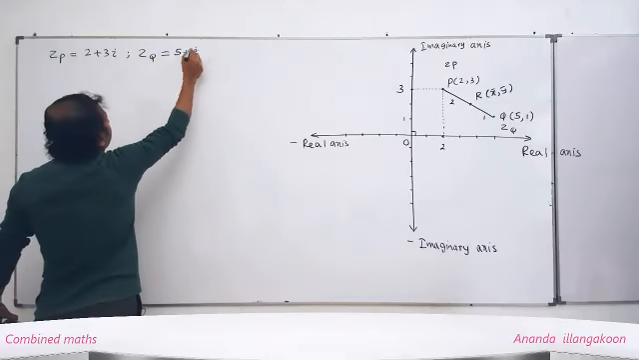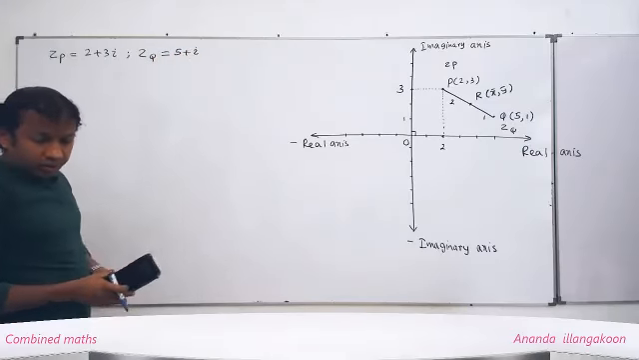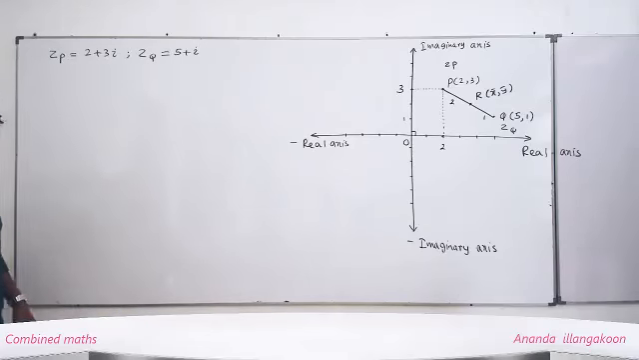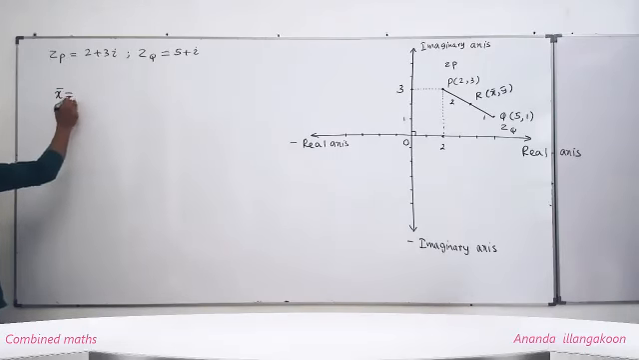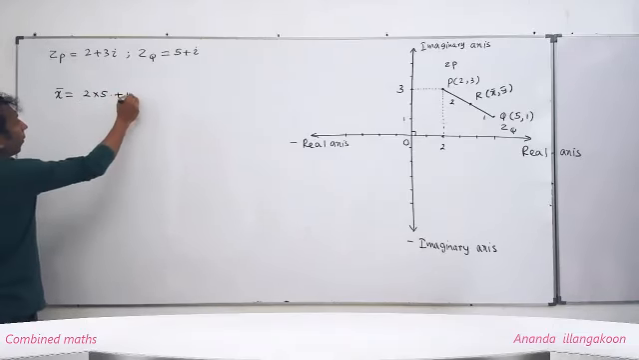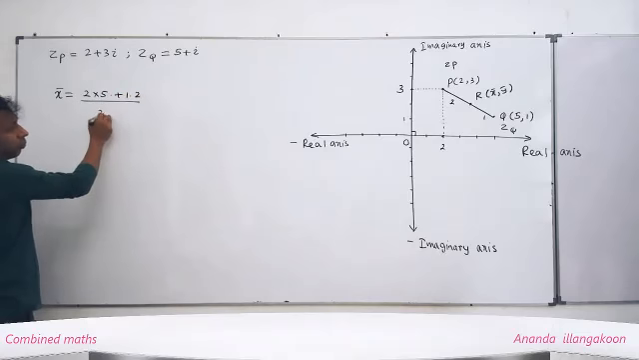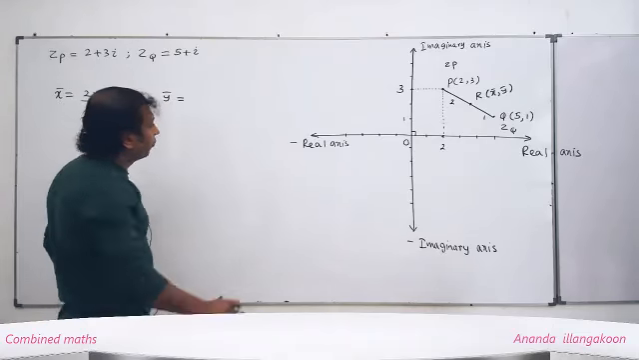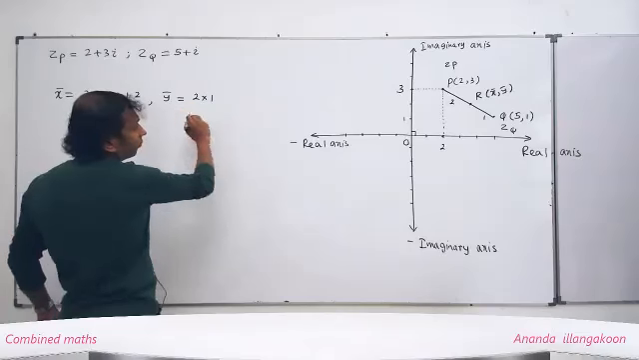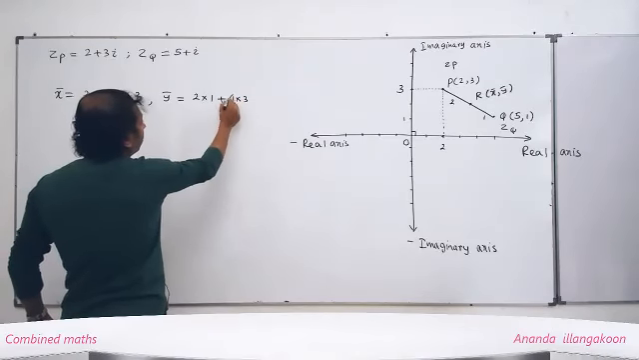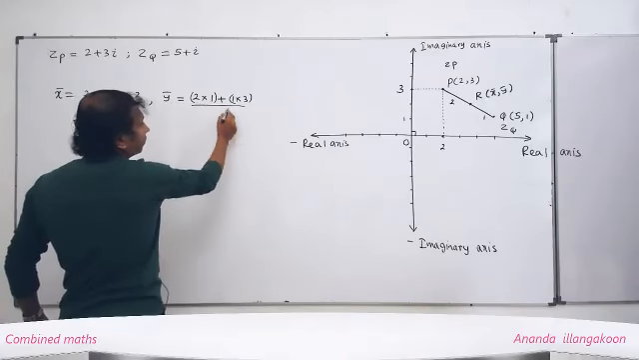5 plus 1 times i. Now, using the knowledge of coordinate geometry and the ratio theorem, people, I can write the point R. x bar, what is that, people? 2 times 5, plus 1 times 2, divided by 2 plus 1. y bar is 2 times 1, plus 1 times 3, divided by what? 2 plus 1.